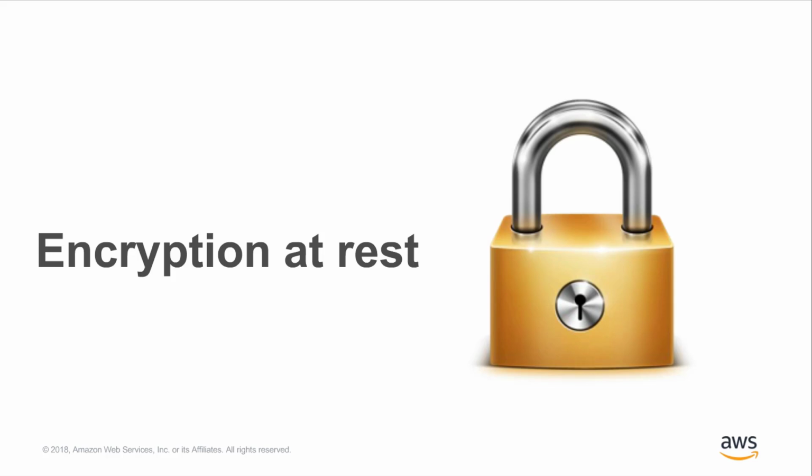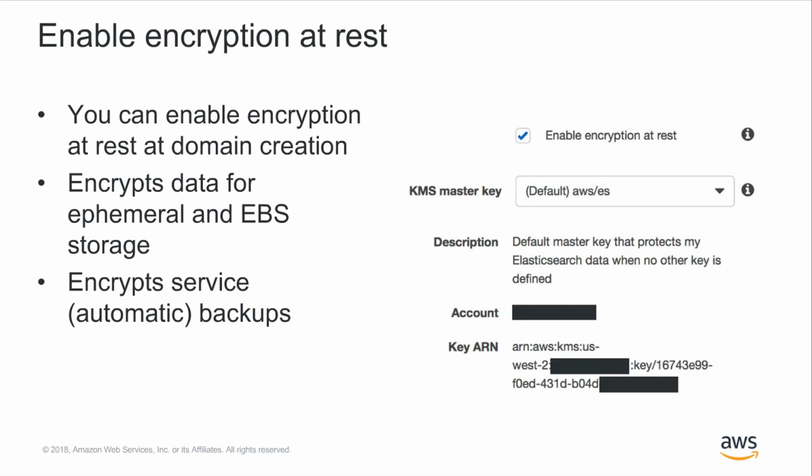All right, moving on. Last topic is encryption at rest. Amazon Elasticsearch Service can encrypt your data at rest, and that includes either EBS or ephemeral volumes that are in your Elasticsearch Service domain. It also includes the service snapshots that we take daily. The encryption itself is integrated with Amazon KMS so that you can use your own keys to encrypt your data. You can see it's fairly simple. I just check a box and I set my key, and my data is then encrypted.